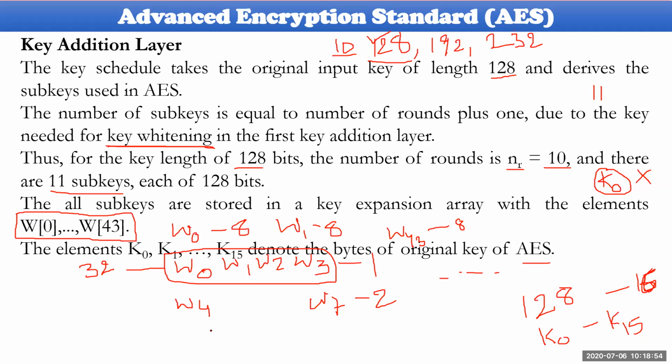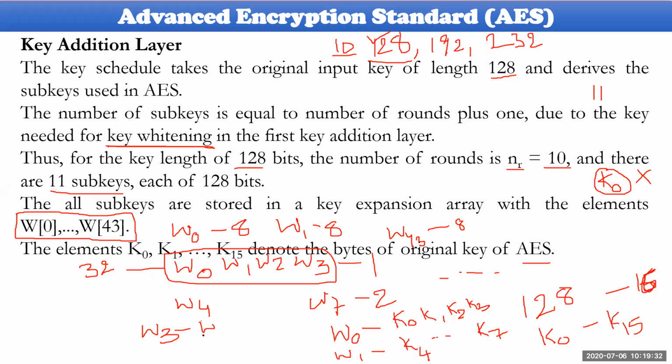Initially W0 will be framed like this: K0 appended by K1 appended by K2 appended by K3 is W0. Then W1 will be taken from K4 to K7 appended together. The 32 bits are written in a sequence as a word and assigned to W1, and then W2 and W3 will be taken into consideration.